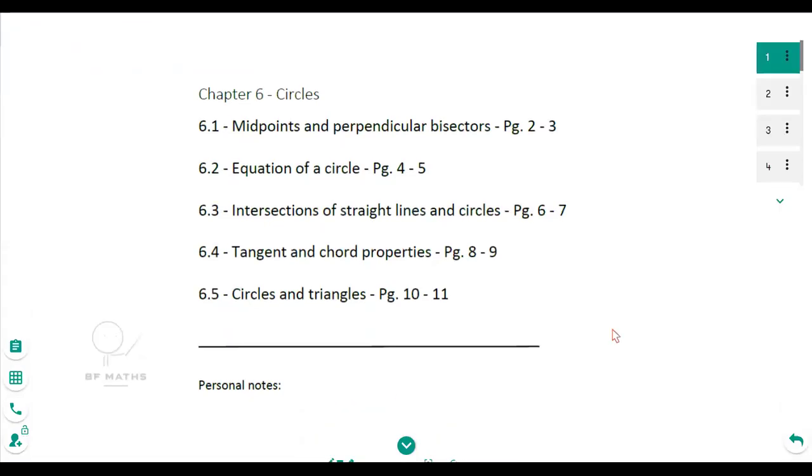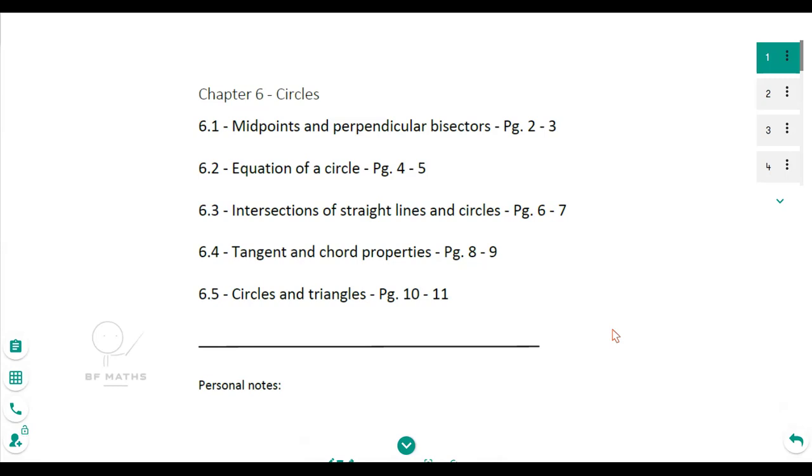Welcome to Pure 1 Chapter 6. This is the last chapter of the geometry series of Chapters 4, 5, and 6. Chapter 4 is about transformations of graphs, Chapter 5 is about straight lines, and Chapter 6 is about circles. Chapters 5 and 6 have a very close relationship because straight lines get related to circles a lot. So you will use a lot of the straight line stuff you've learned in Chapter 5 in Chapter 6. Okay, right. Chapter 6, circles.